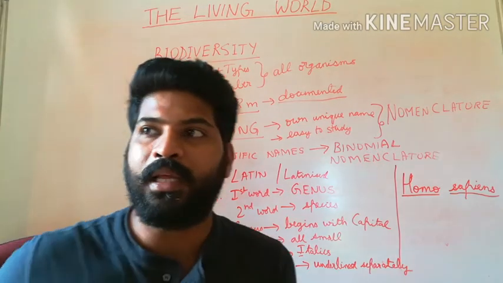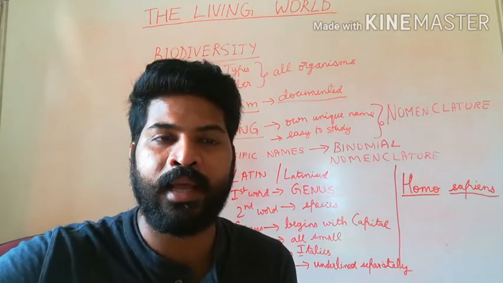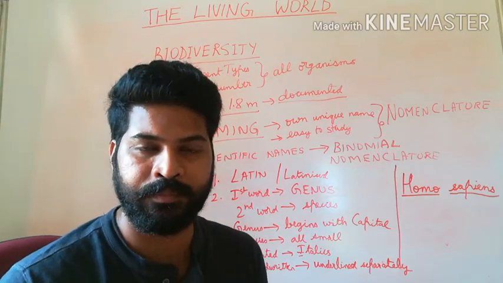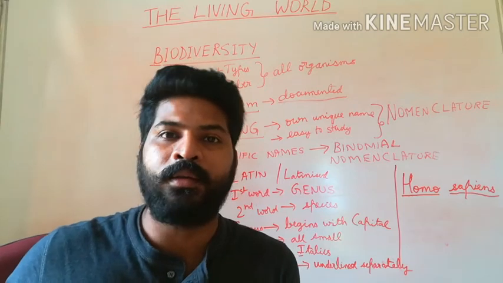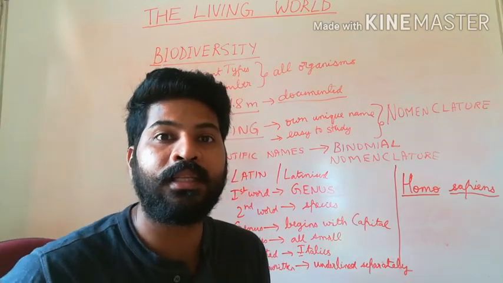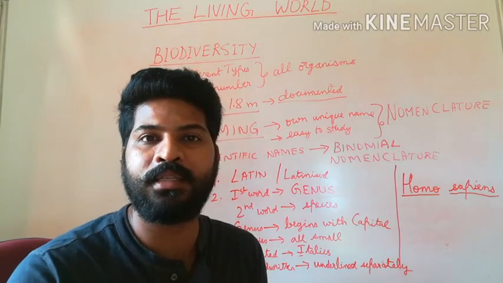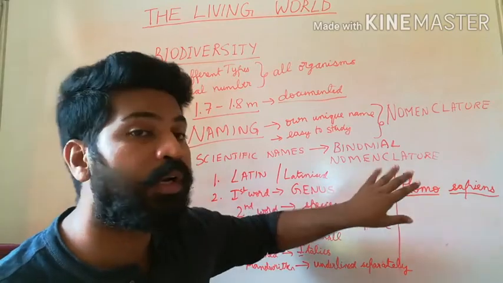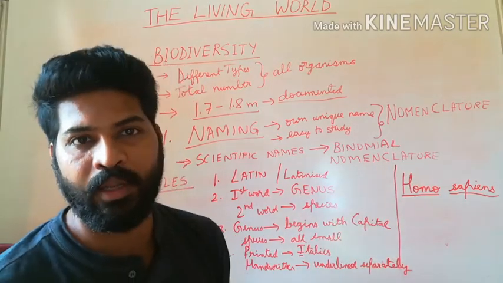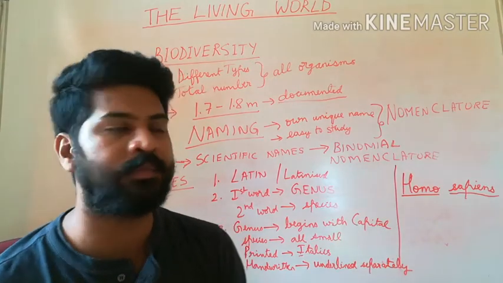For example, in one part of the world, if a scientist or researcher has discovered an organism, and if in another part of the world another group of scientists have discovered the same organism, then it is easy for them to communicate their research findings if they have the same name. So it provides for easy scientific communication. That is the beauty of binomial nomenclature.